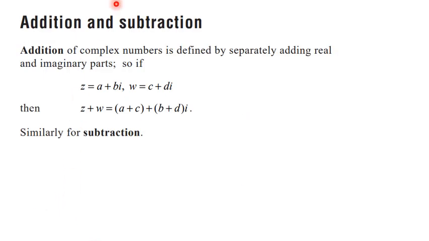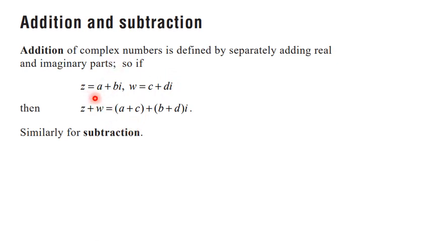So let's try this. Addition and subtraction of complex numbers. Addition of complex numbers is defined by separately adding real and imaginary parts. Basically, you add the value of i in the first term and the value of i in the second term, and for the real part, you simply add or subtract.